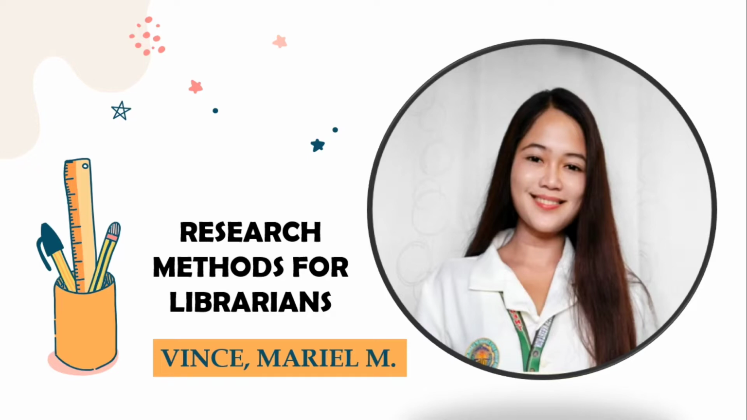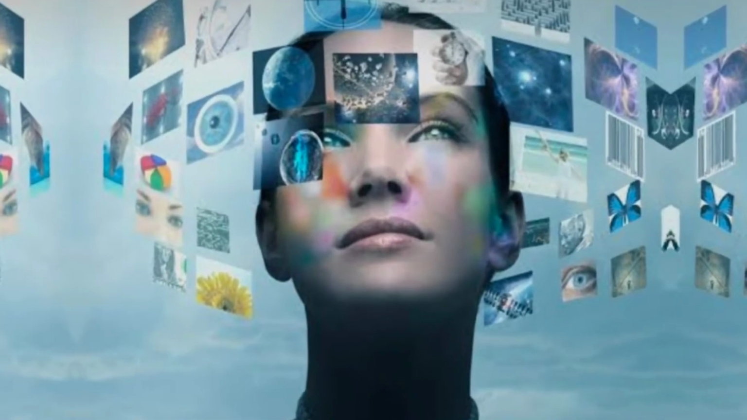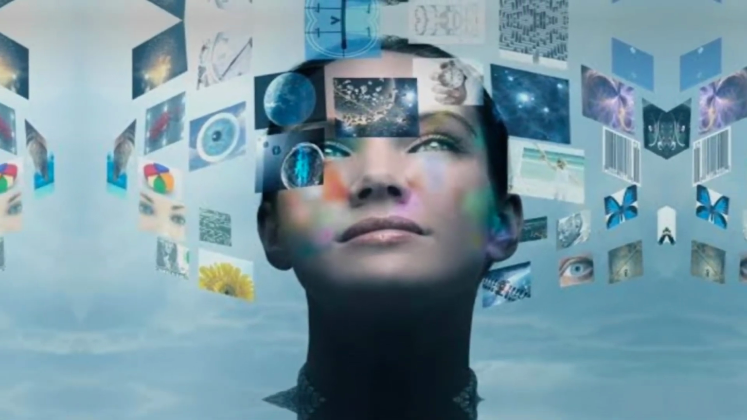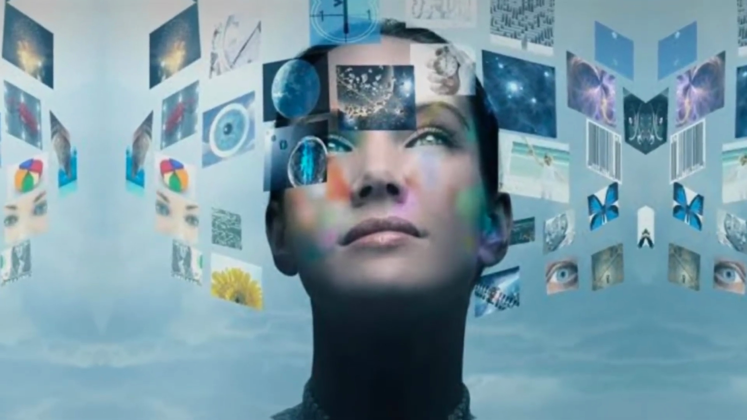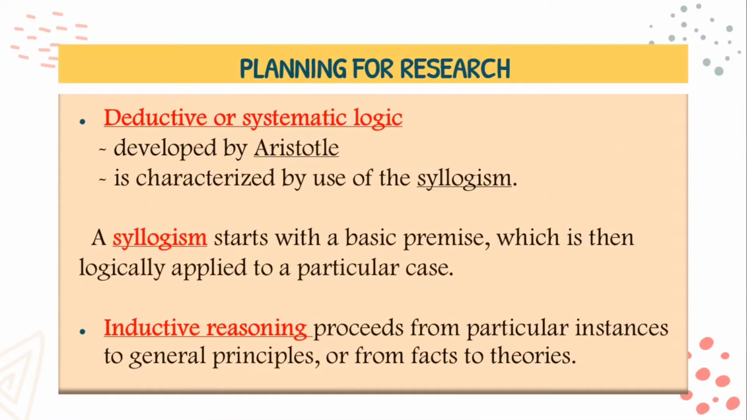So for today's video, let's continue to discuss the research methods for librarians, specifically Chapter 2 entitled Developing the Research Study. When planning a research, the first question that a researcher may well ask is, where do I begin? In other words, where does the planning begin? The knowledge has been sought either by means of deductive logic or through the use of inductive reasoning.